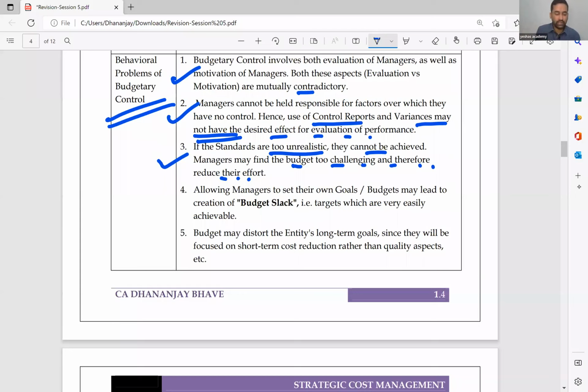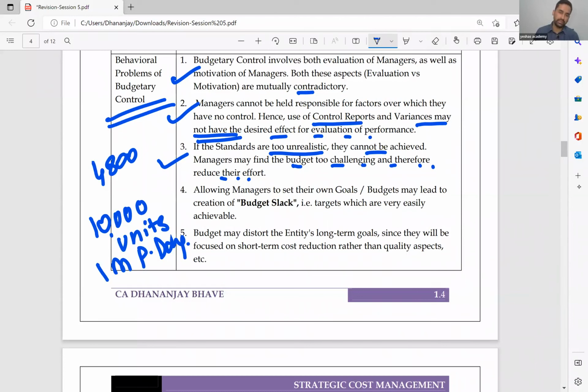Example, one target given to one of the production managers is that we should produce 10,000 units from one machine every day, from one machine per day. And as of now, how much are we producing? 4,800 units. Now that production manager says, sir, this is an unreasonable expectation. How can I increase the production more than 100%? And he knows from day one that he'll never be able to achieve this. So he will never try anything.